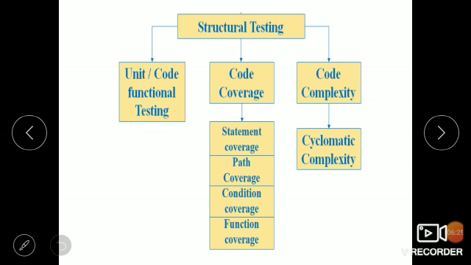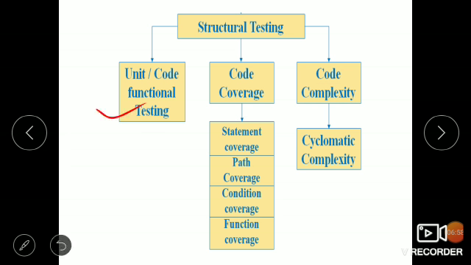See here, in structural testing we are going to execute the program code, that is, after running the program code to test. In static testing, we are not executing the program. The human beings are going to test the product, that is the static testing. Static testing is again divided into three types. The first is unit or code functional testing. The second one is code coverage testing and the third one is code complexity testing.